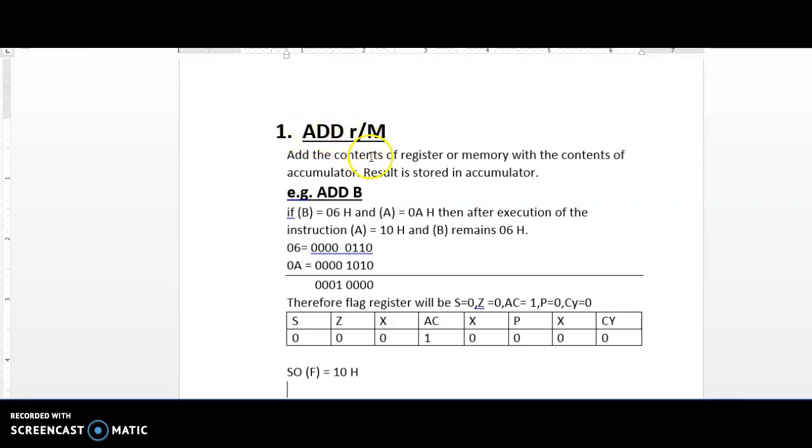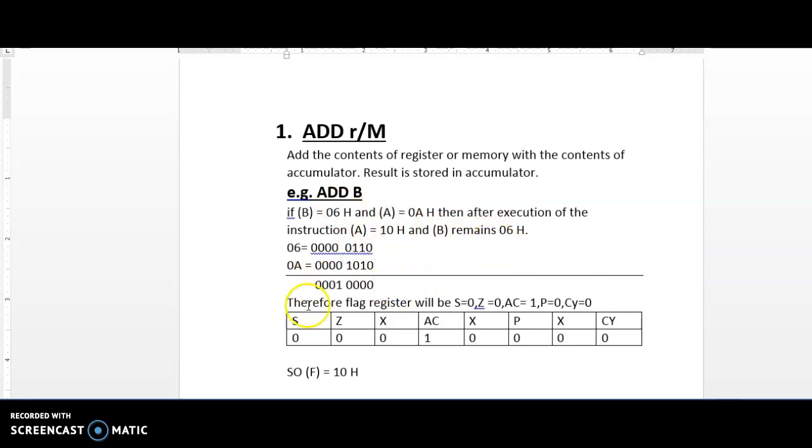In this case, the contents of the register or memory are added with the contents of the accumulator, and the result will be stored in the accumulator. For example, if I say ADD B, and suppose the B register has 06H, where H represents the hexadecimal number, and the accumulator has 0AH, then the addition of 0A and 06, that is 10, will be the result in the accumulator now. Okay, this is the addition, and the B register contents remain the same.